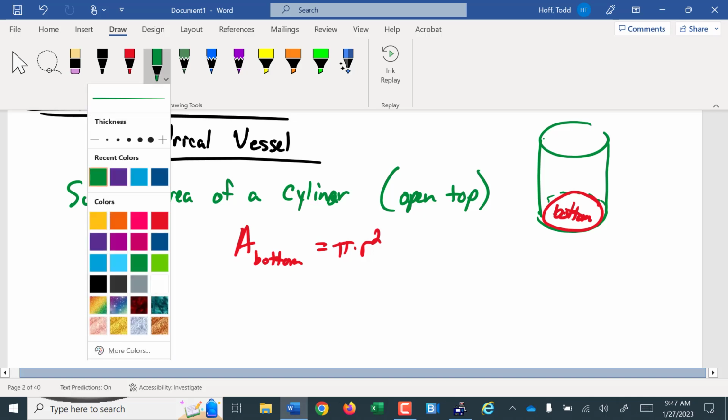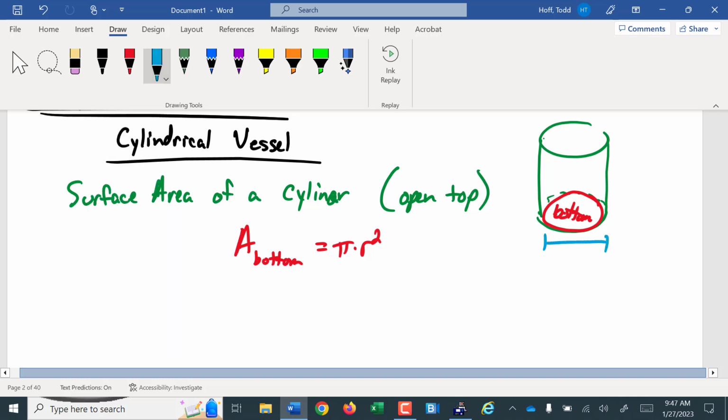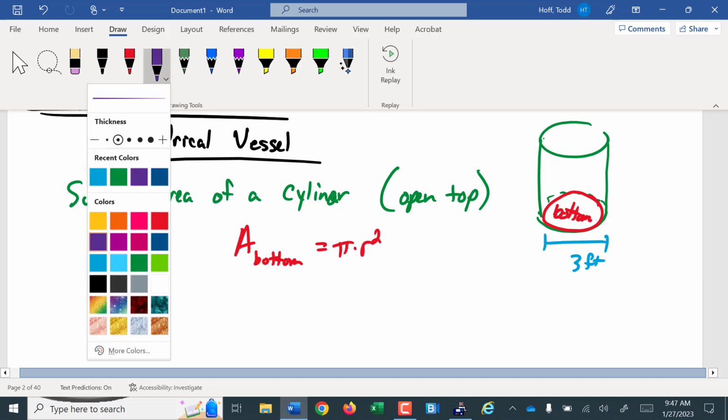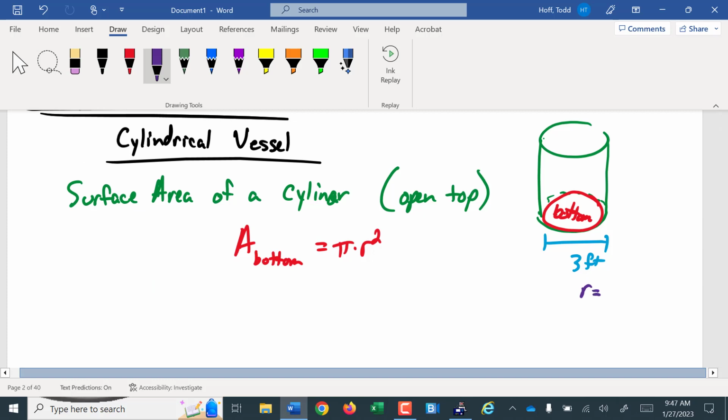So let's put a number on here. Let's say that this is 3 feet across, 3 feet in diameter. So now that 3 feet of diameter gives us a radius of what? Where'd the 1.5 come from? There you go. Radius is only halfway across. So it was the 3 feet of diameter divided by 2 to give us a radius of 1.5.